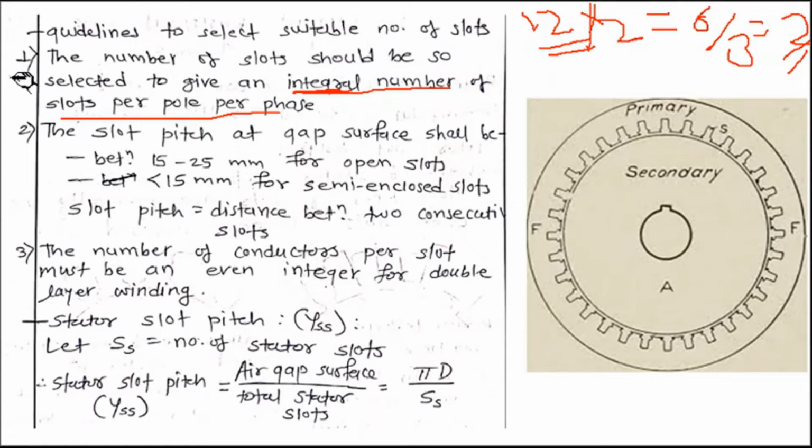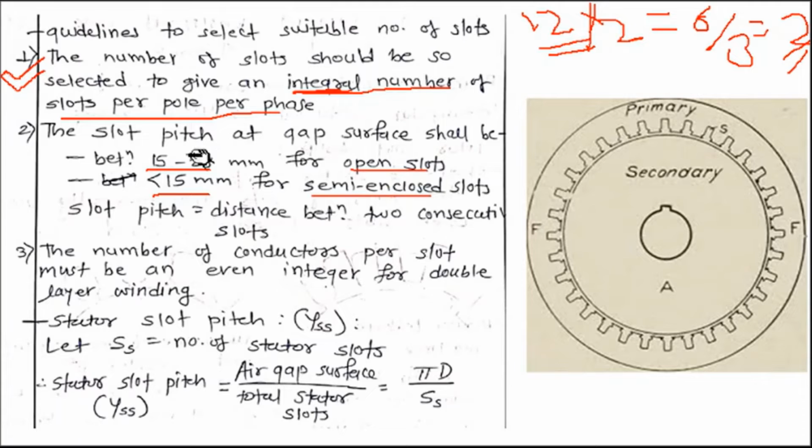So remember, this is the first and most important guideline to follow while designing the induction motor. It must give an integral number of slots per pole per phase. Now the slot pitch at the air gap surface shall be between 15 to 25 mm for open slots and less than 15 mm for semi-enclosed slots.